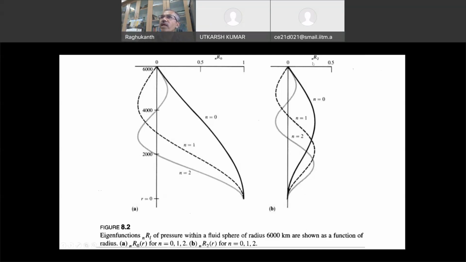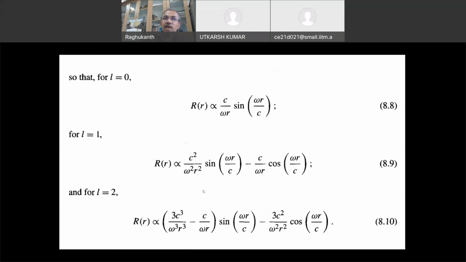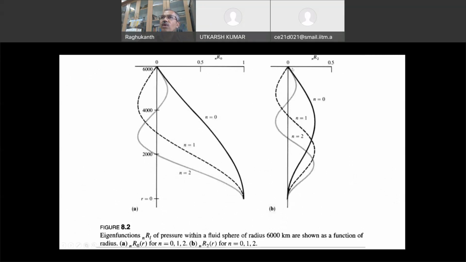And now if you plot NR2, it comes like this, this is our expression. So if you try to plot this mode shape for N is equal to 0, you get it like this. So this is how the mode shapes look. Of course, here the mode shapes are not that straightforward because your mode shape depends on L, M, and N itself. So you will have different mode shapes for a fluid sphere.